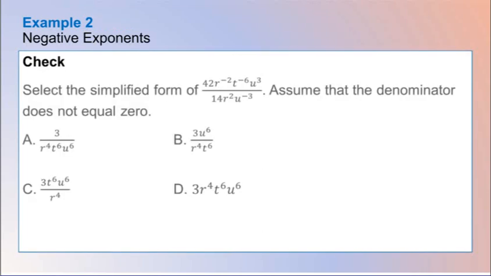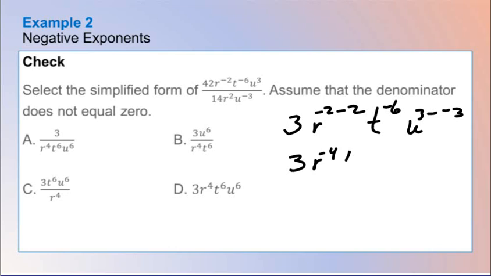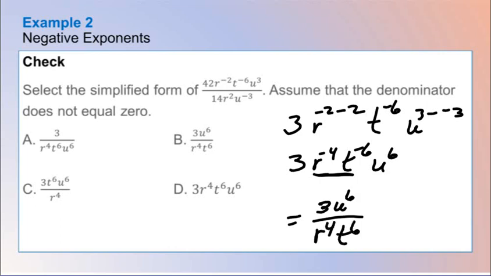Next, simplify this one. We have numbers in there, 42 over 14. We can simplify 42 over 14, which would give us 3. So we'd have 3 in the numerator. And then r squared, so we have r to the -2 minus 2. We got t to the -6, and we got u cubed minus -3. So if I simplify this, this now has r to the -4, t to the -6, and then u to the 6th. I can't have negative exponents, so these two need to go down. So I would have 3u to the 6th all over r to the 4th, t to the 6th. And the one solution that gives us that would be letter B.